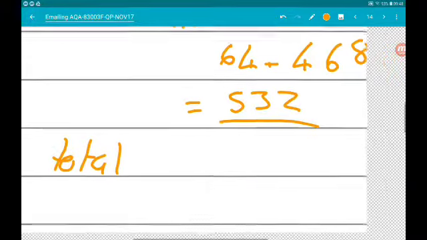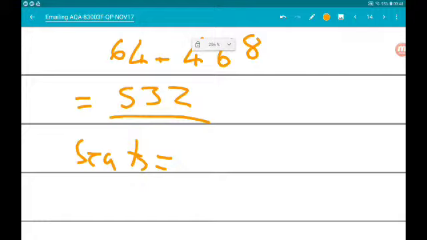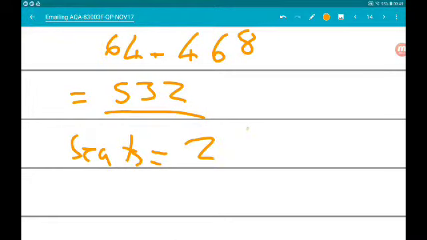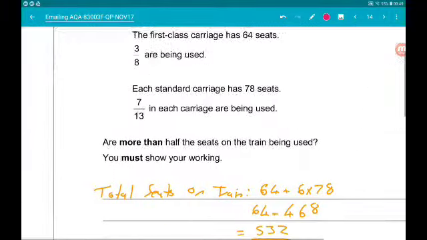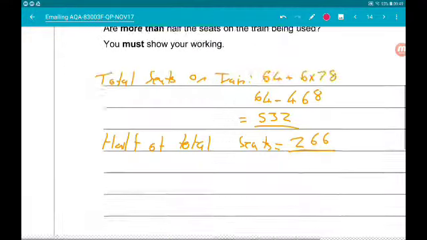Now, half of that, so half of total seats is 532 divided by 2, which is 266 seats. So we need to work out whether more than 266 seats are being filled. So, in first class, 3/8 of 64 seats are being used.